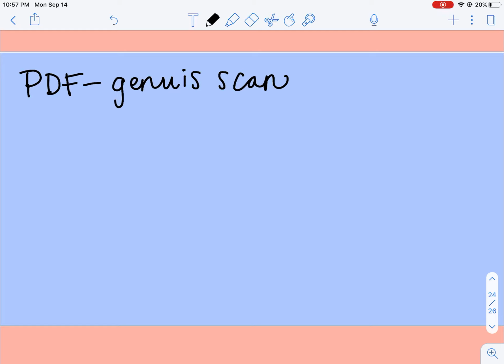I wouldn't be surprised. So this is an app. You can get it in the App Store or whatever the Galaxy equivalent is. I don't know. I can't speak. Okay, it's late. Anyhow, PDF, Genius Scan. You're going to turn in multiple pages of notes in one PDF.